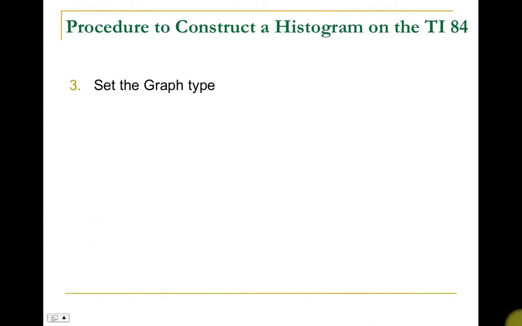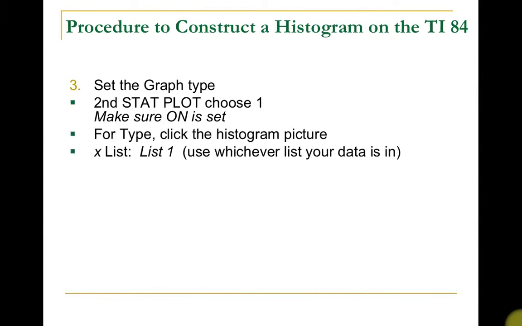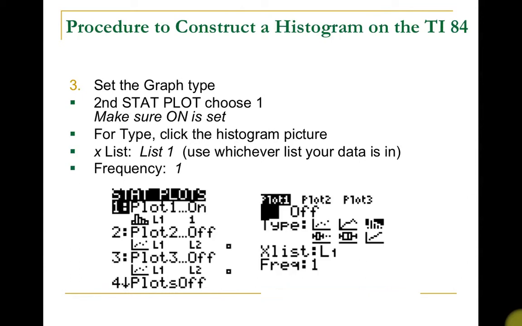Okay, we're going to set the graph type now. So I'm going to run through these and then I'll go to the calculator and show you. Second stat plot, we're going to choose number 1. Make sure the on is set. For type, we're going to click the histogram picture. We're going to specify L1 as our list. Frequency is 1. Okay, so let's open up the calculator and show exactly how this works.